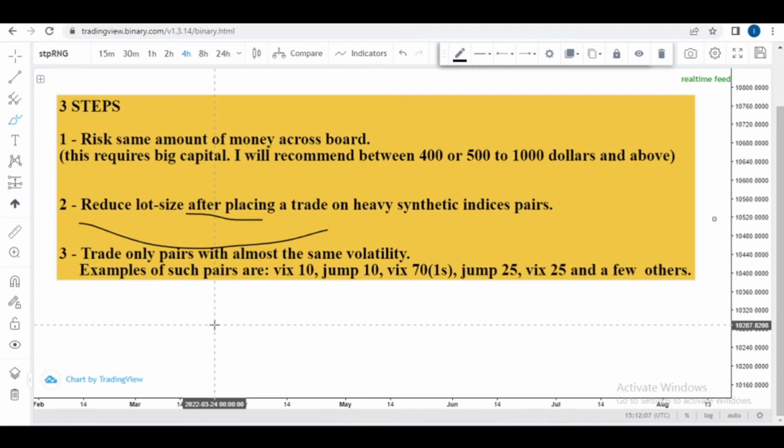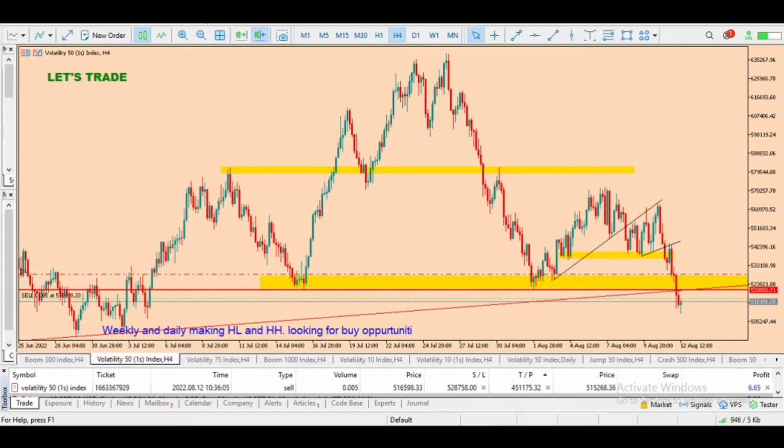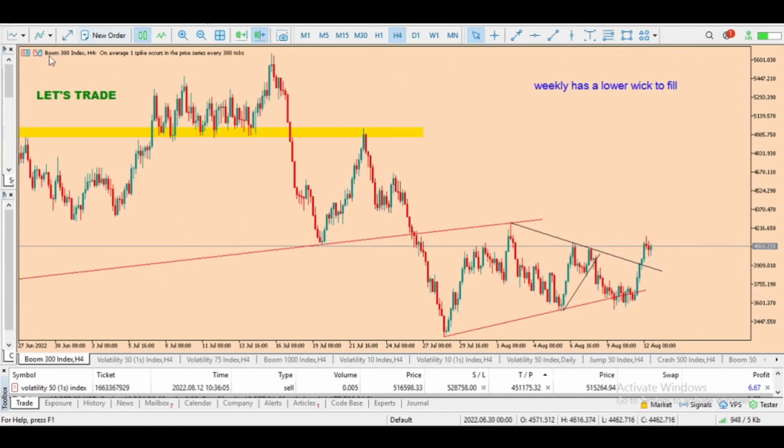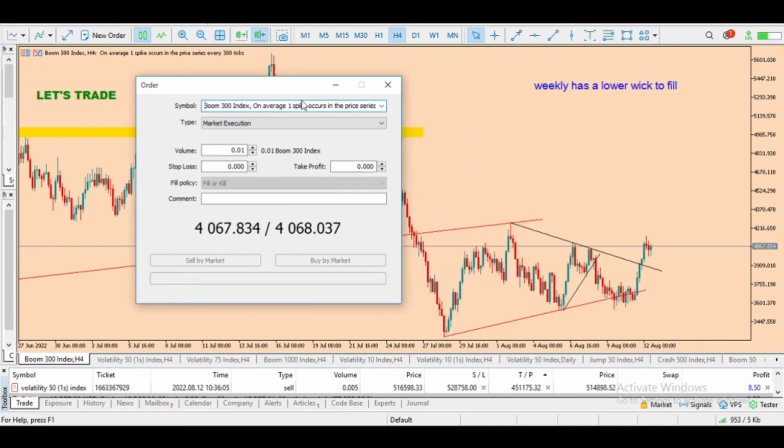Now, to reduce your lot size after placing a trade so you can manage your risk in synthetic indices, all you need to do is this. You won't know until you come here. I mean, you can determine the least lot size permitted per index on synthetic indices. So what I do to bridge this gap is to come here.